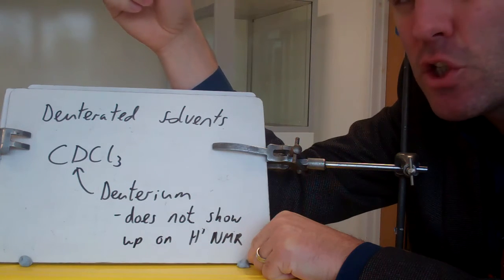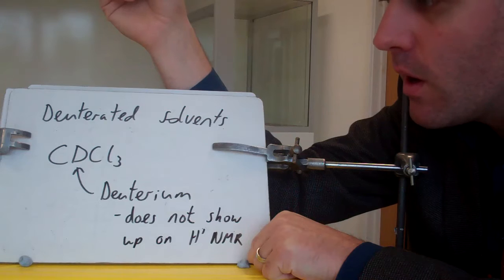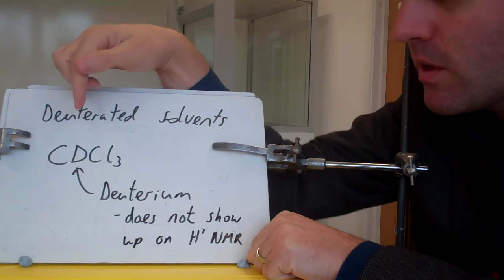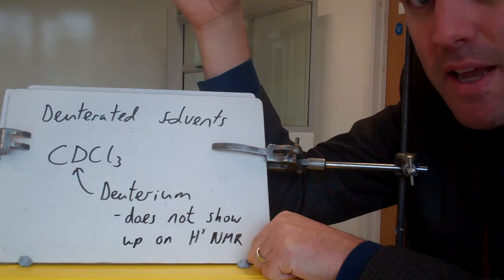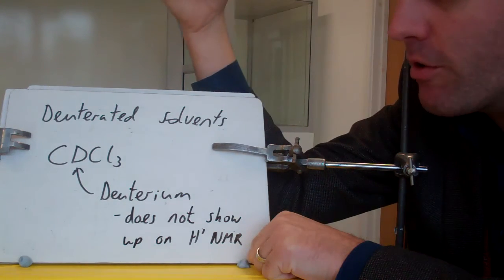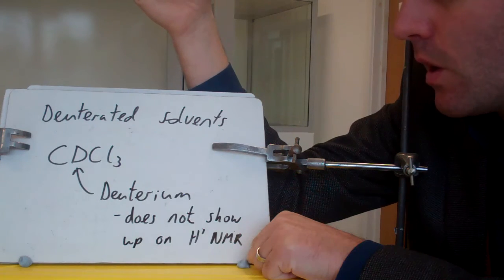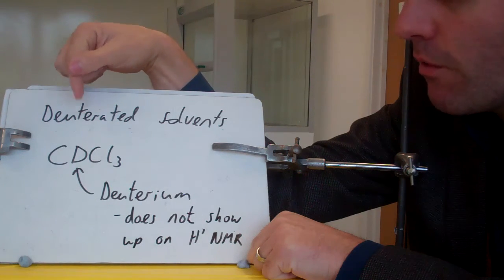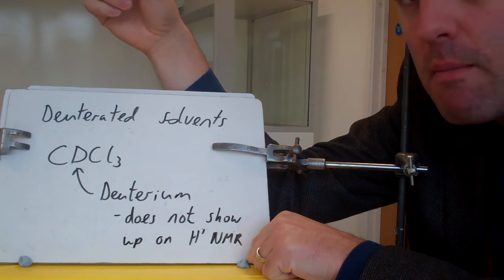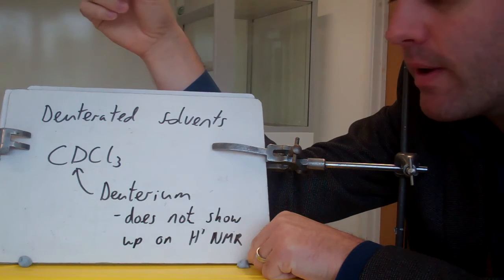Deuterium is basically 2H, an isotope of hydrogen, but because it's got an even number of nucleons, it doesn't show up on the NMR. So this is really good at dissolving things, CDCl3, but it doesn't show up a peak on the hydrogen NMR itself. So that is a very common solvent. But it doesn't have to be CDCl3, all the solvents that we use in NMR will be deuterated, so they don't have any hydrogens.